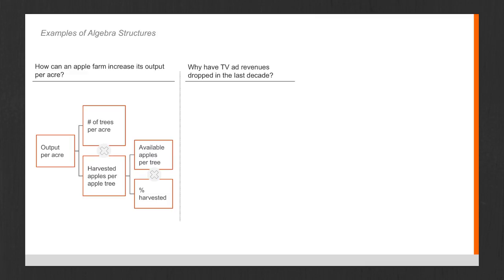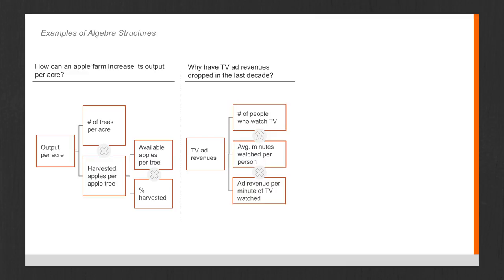Let's say this is the case question. So we'll start with the objective goal or the objective function, which is TV ad revenues. And I can break it down into a formula. So that's the number of people who watch TV that might have dropped times the average minutes watched per person might have dropped times the ad revenue per minute of TV watched might have dropped.